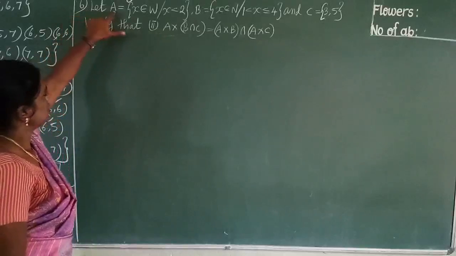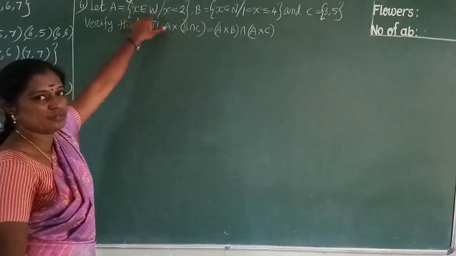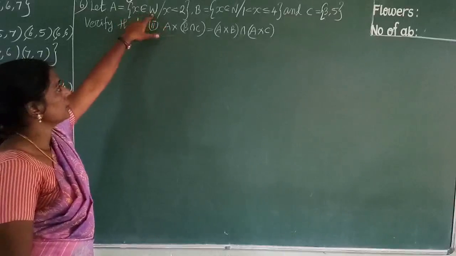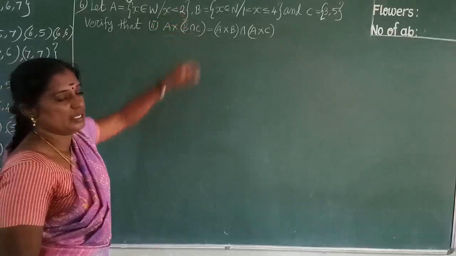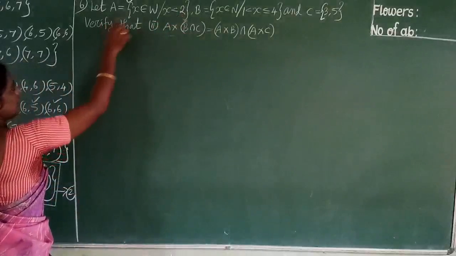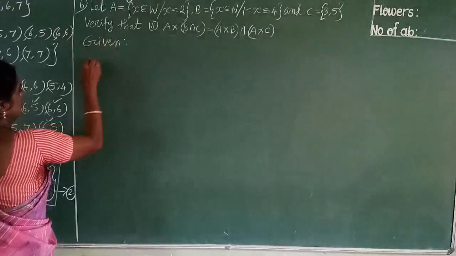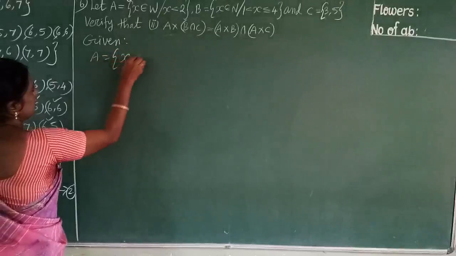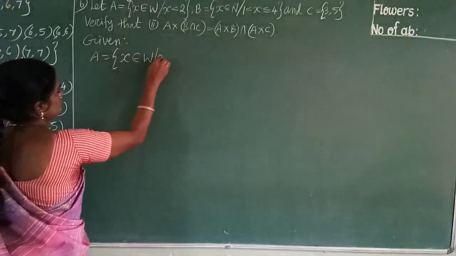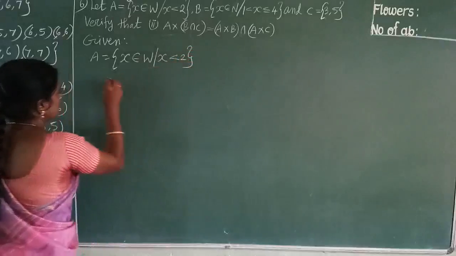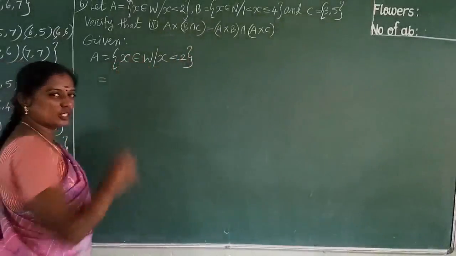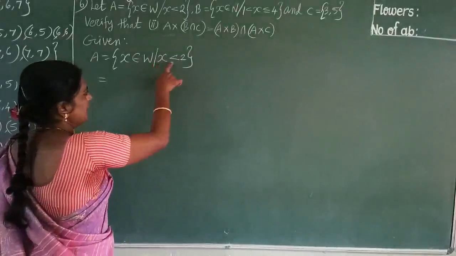So here A is equal to the set of X belongs to W, which means whole numbers, such that X is less than 2 only. Before that, we write the elements of A. Given A is equal to the set of X belongs to W such that X is less than 2. So what are the elements? X belongs to W means whole numbers, with X less than 2 only.